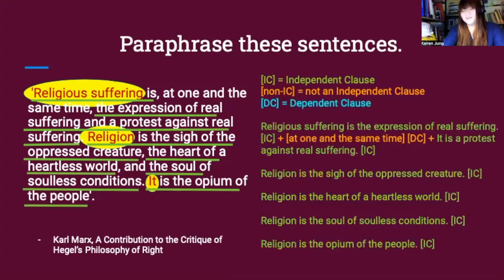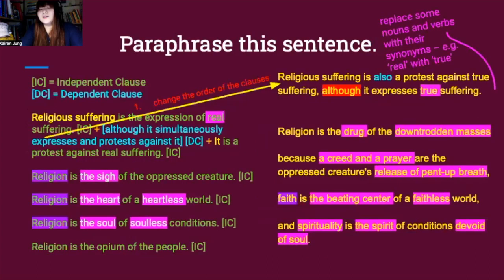Got it? Good. Moving on. Now let's work a little clausal reconstruction magic on this gem of a paragraph. First, we can change the order of the clauses. Also, while we're at it, we can replace some nouns and verbs with their synonyms, as highlighted in pink and purple.